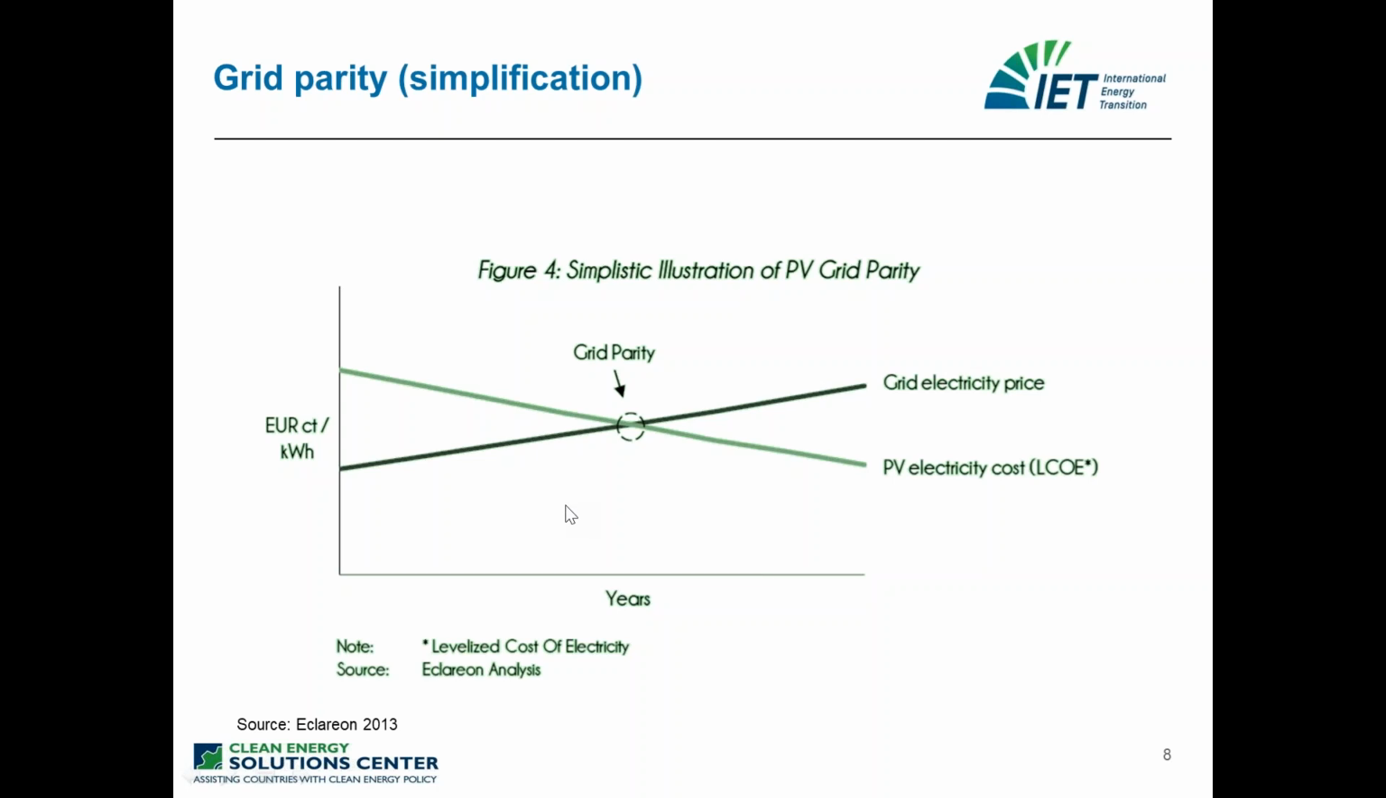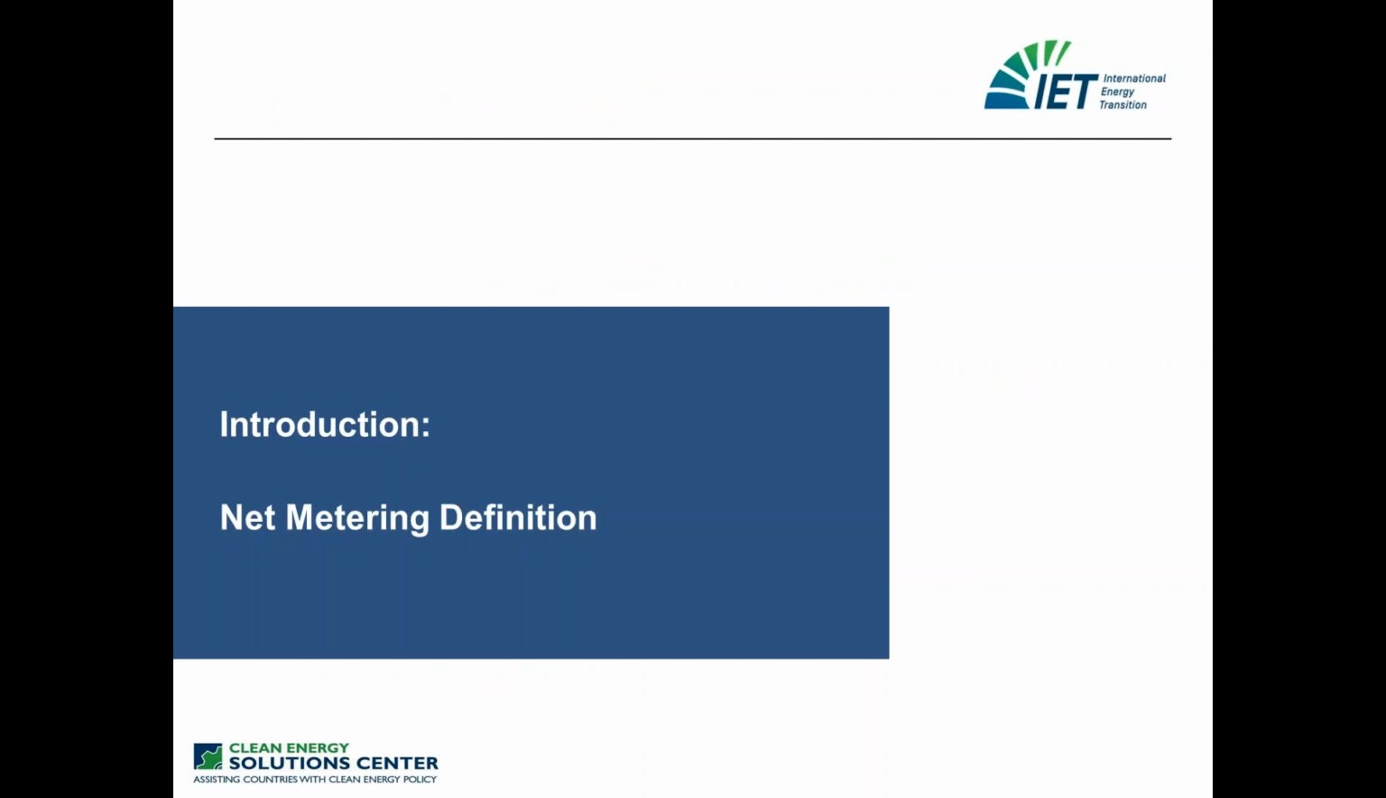Of course, there's some limitations to this, because not everyone who pays a high retail electricity price has a rooftop available in order to invest, and not everyone who has a rooftop actually owns his rooftop as well. So there's a few limitations, but anyway, it's a very basic concept. So moving on from here, let's now take a look at the very basic net metering definition.